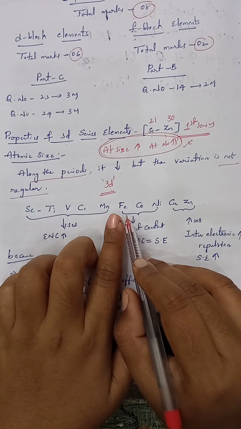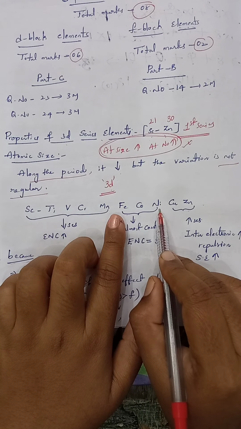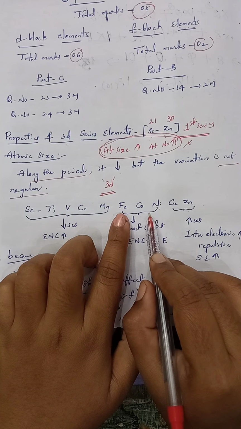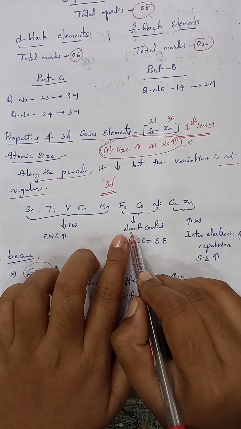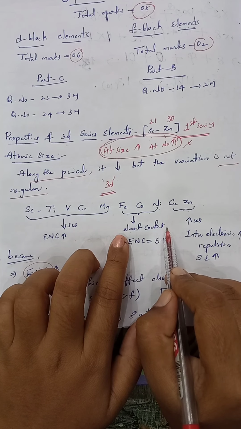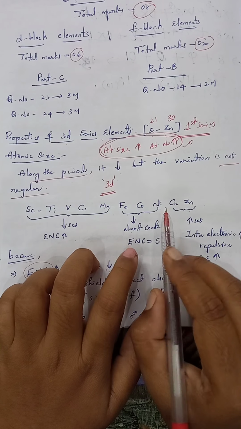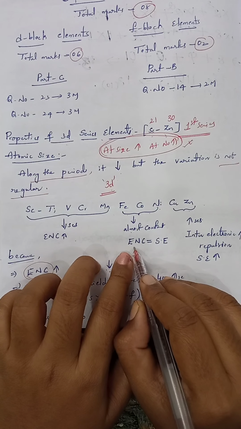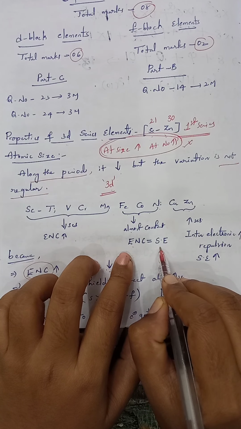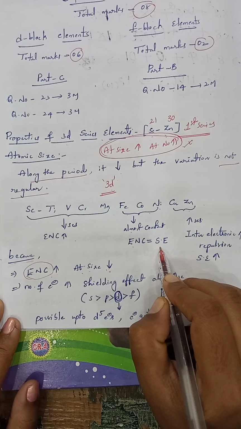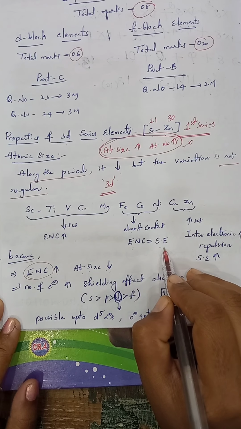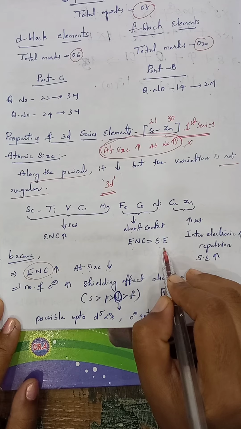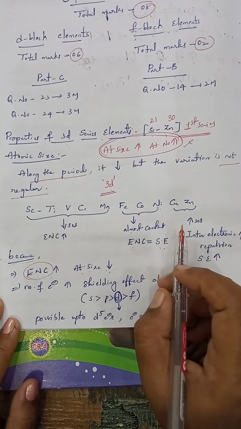Next few elements are nothing but iron, cobalt and nickel. For these elements the increase or decrease in size becomes almost constant. This is due to the equaling of effective nuclear charge with the shielding effect. About shielding effect we'll see later.